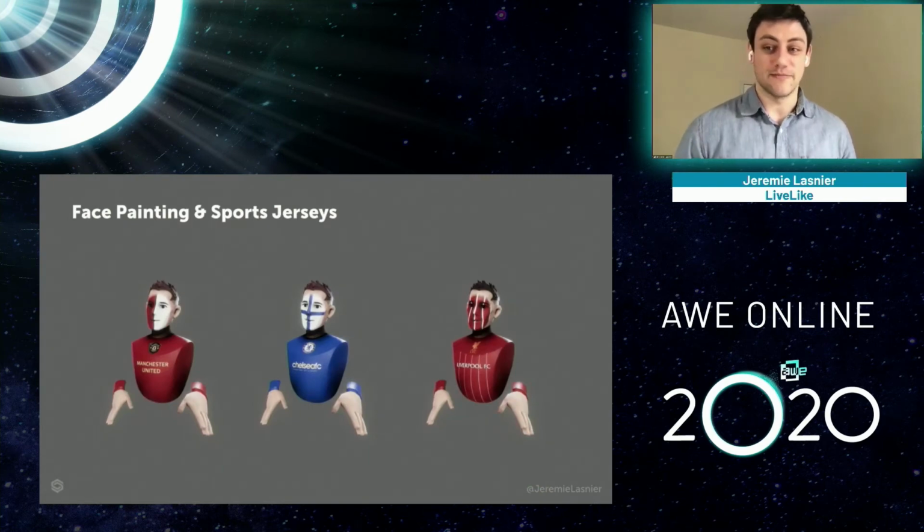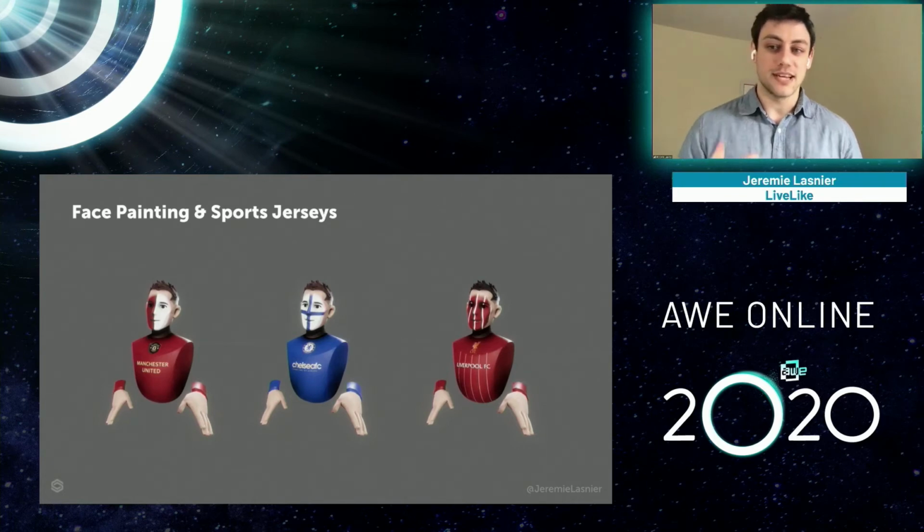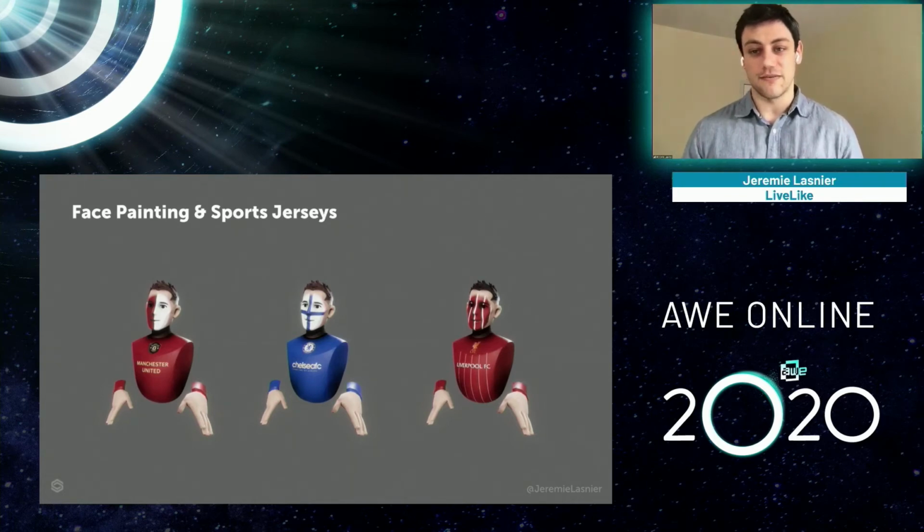How do you want to represent your team? So I mentioned the jerseys. It looked like this. You can select between a bunch of patterns to paint your face and represent your team, and some things that make a lot of sense in sports, but that can make sense as well for music events or festivals.